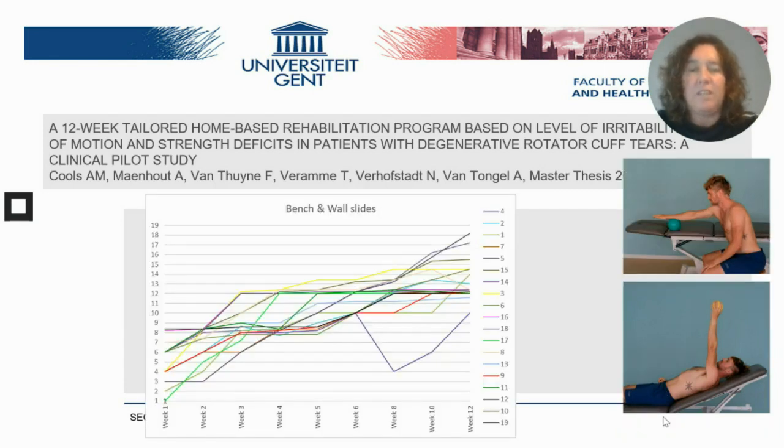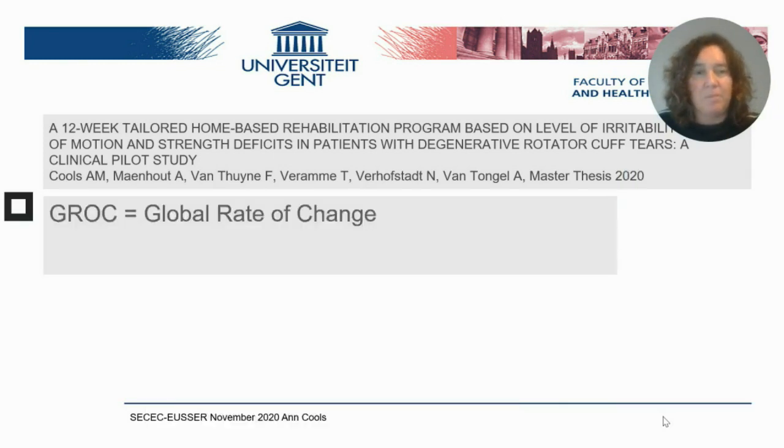To illustrate the way in which we tailored the program, you see here a picture with on the x-axis the 12 weeks and on the y-axis the 19 progressions we provided for the bench and the wall slides. So each patient is a separate line, and it illustrates how tailored the program was. So not one patient performed the same program. They were all tailored based on their requirements and their limitations.